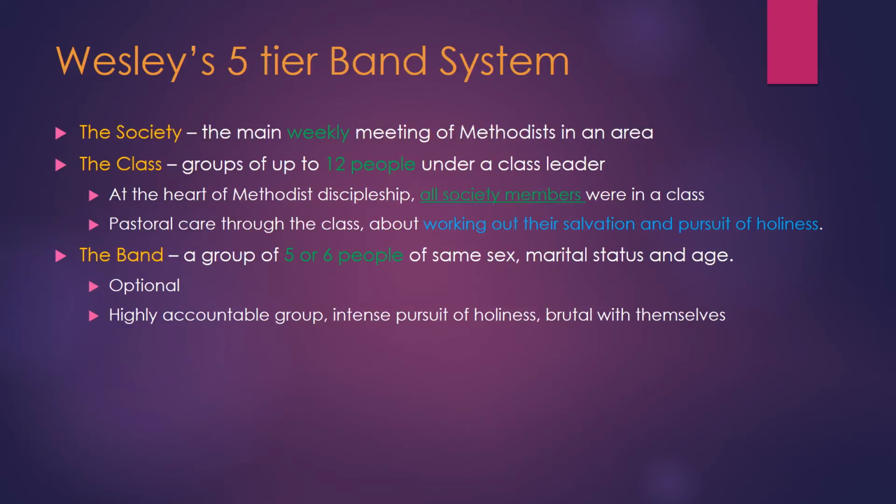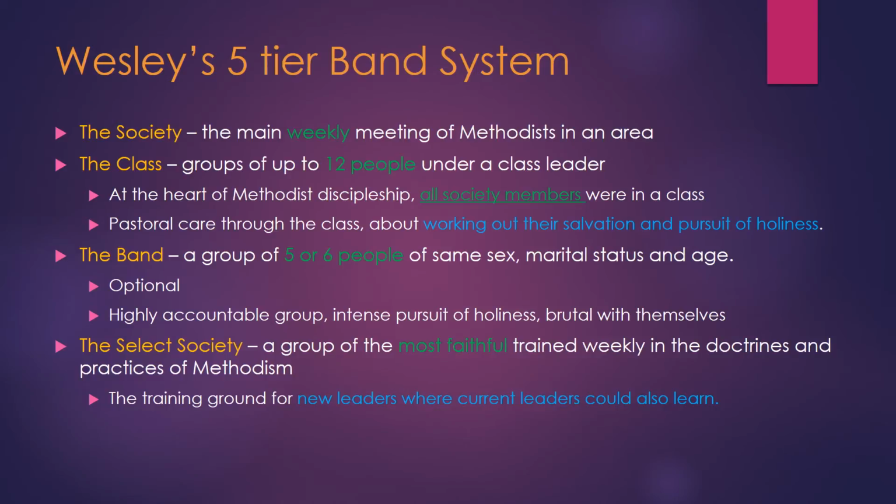And then, if you were a leader or really some of the most faithful people, so you were doing society, class, and band, then you would also do the select society during the week. This is where the most faithful were trained weekly in the doctrines and practice of Methodism. This is really where new leaders were cultivated. The select society were expected to be in a band as well. So if you're in the select society, you were doing worship, society meeting, class meeting, band meeting, and the select society training every week. That is a lot of discipleship.